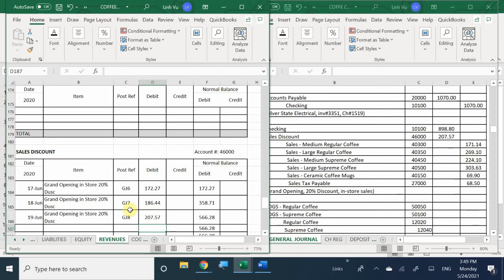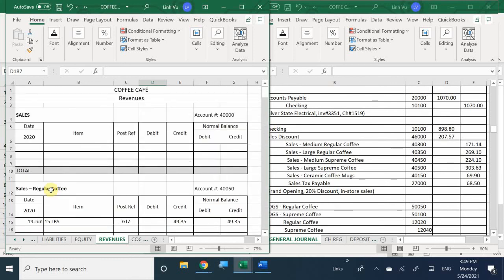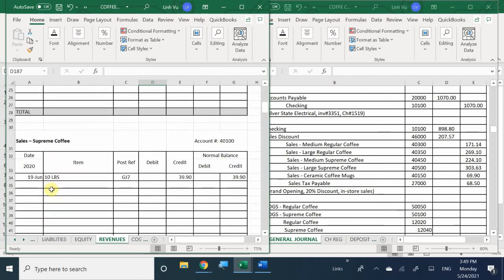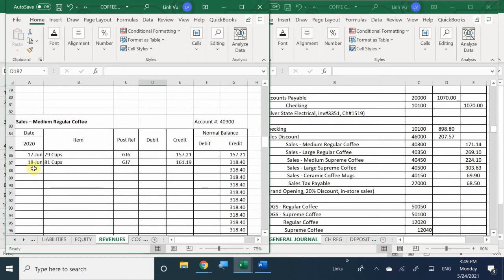Then I went over to sales, starting with my medium regular coffee. $6.19, 86 cups. GJ8, $171.14. Should give you a balance of $489.54. 489.54. Correct.